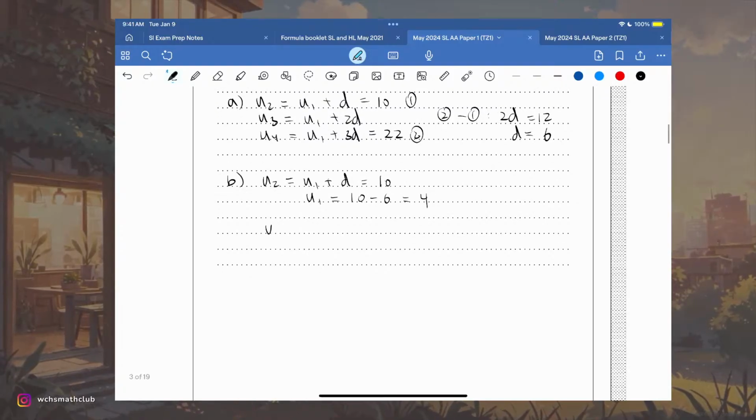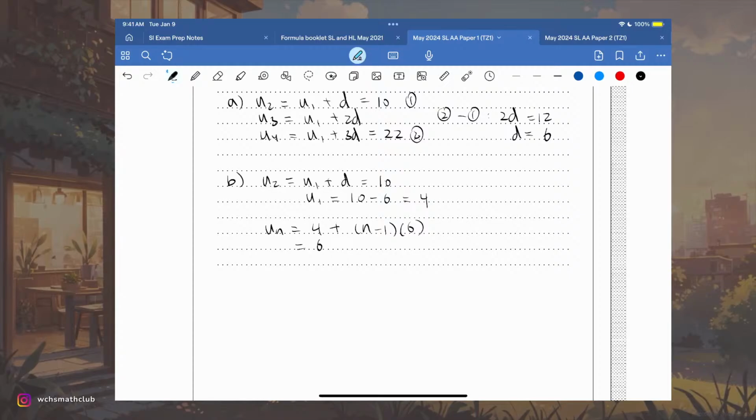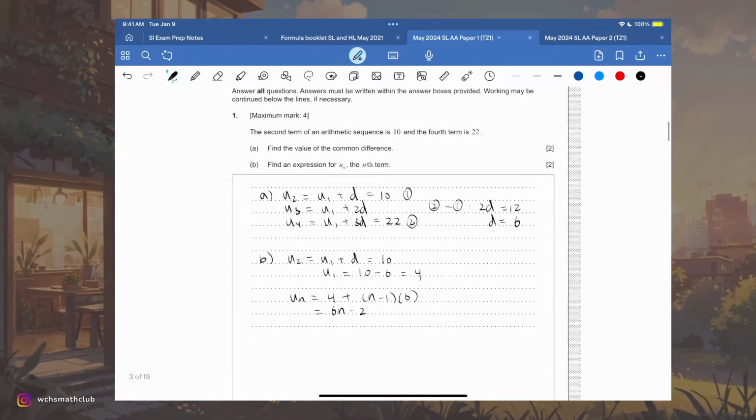So the nth term equals the first term, which is 4, plus n minus 1 times the common difference d, which is 6 in this case. Feel free to expand and simplify this, which leaves us 6n minus 2 at the very end. And that's question 1 complete.